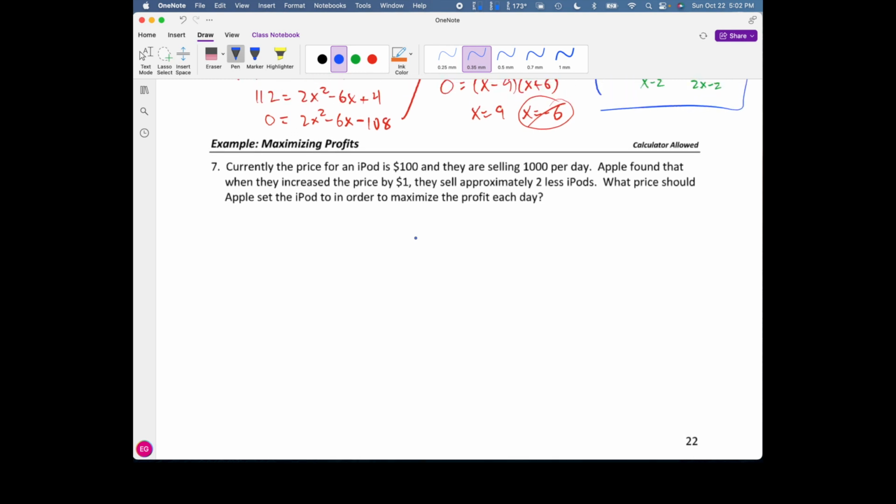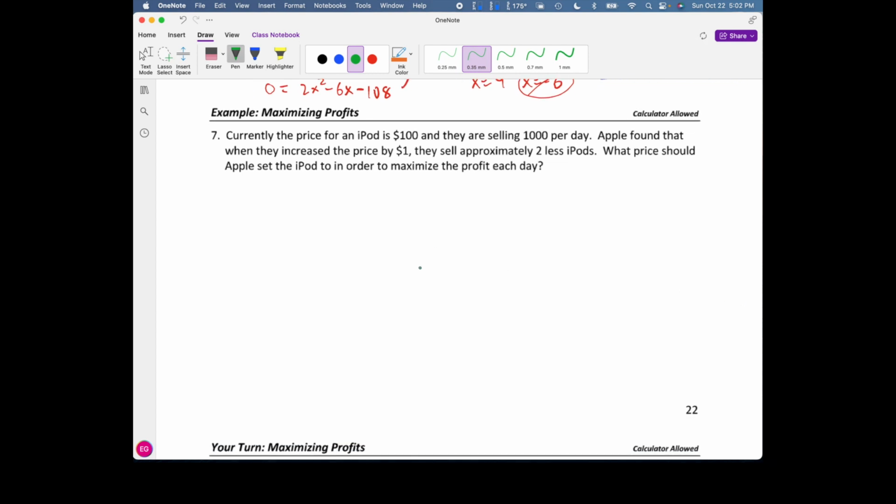We have maximizing profits. Okay, so currently the price for an iPod that no one buys is $100, and they sell 1,000 of them per day. Apple found that when they increase the price by $1, they actually sell 2 less iPods. And they want to figure out what is the price that they should sell in order to maximize their profit for each individual day.